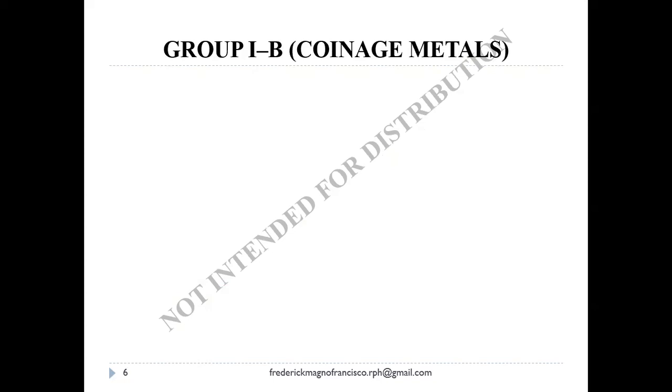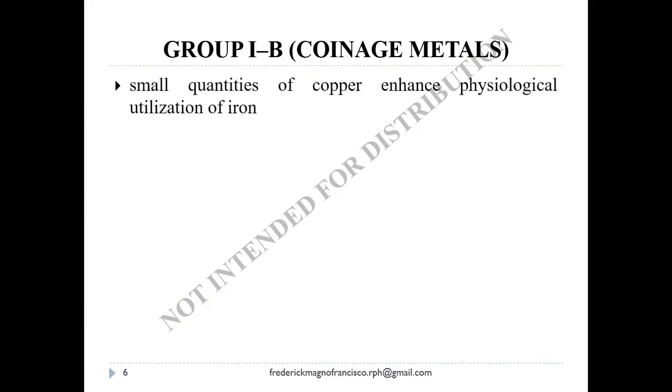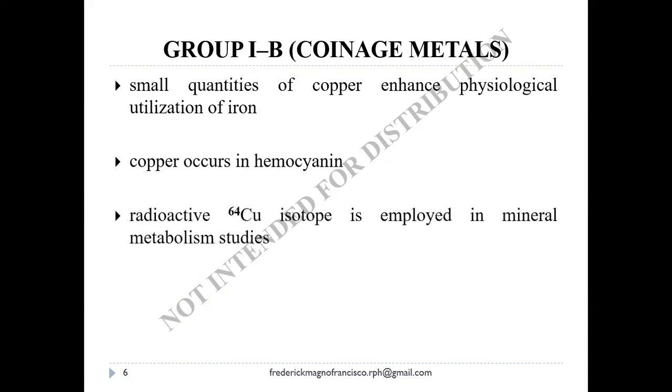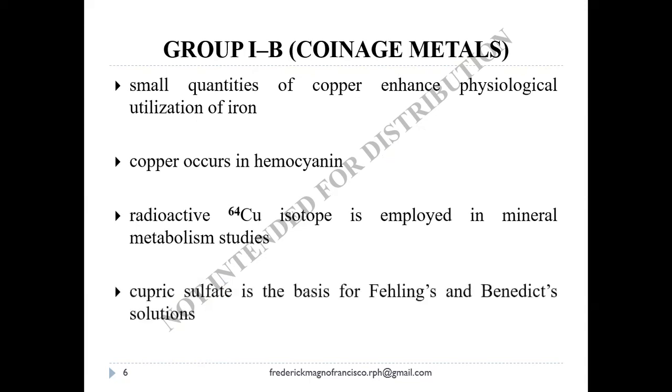Group 1B, coinage metals. Copper is an essential trace element. Small quantities enhance the physiological utilization of iron. Copper occurs in the respiratory pigment hemocyanin, in many enzymes, and is distributed widely in foods. The radioactive copper-64 isotope is employed in mineral metabolism studies. Cupric sulfate is the basis for Fehling's and Benedict's solutions, the classic test solutions for reducing sugars.